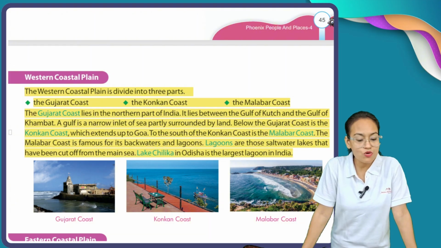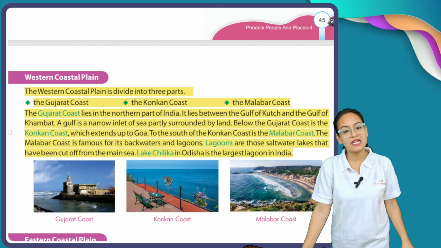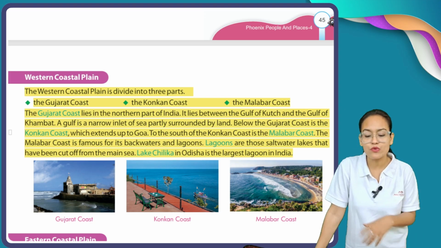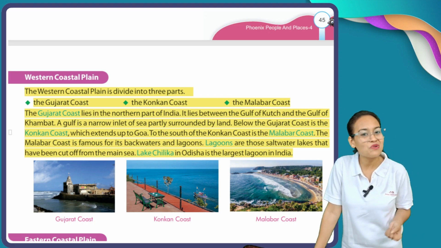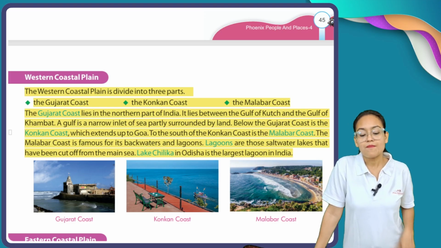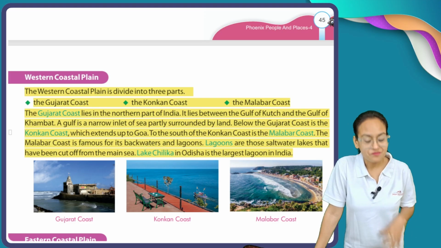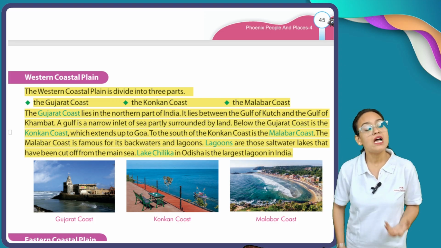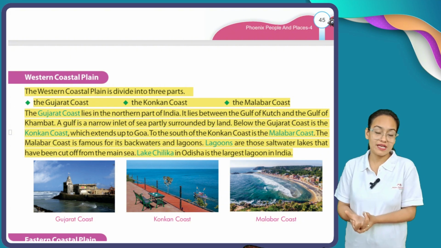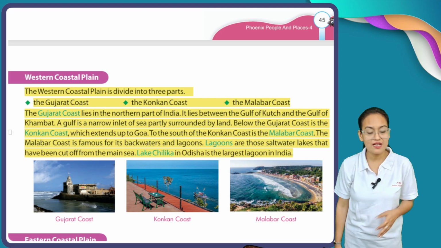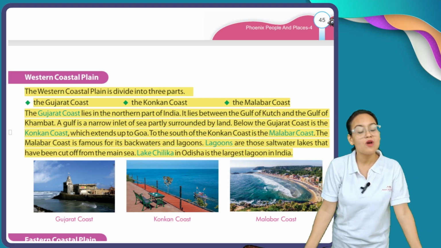The Malabar coast is world famous for its backwaters and lagoons. But what is the meaning of lagoon? Lagoons are saltwater lakes that have been cut off from the main sea. A lagoon is a saltwater lake body which is completely cut out from oceans.